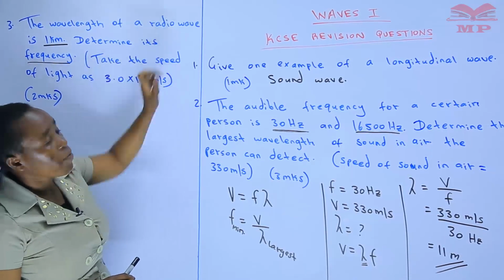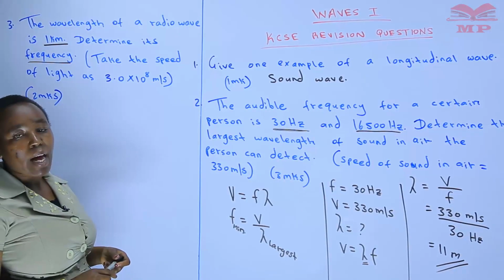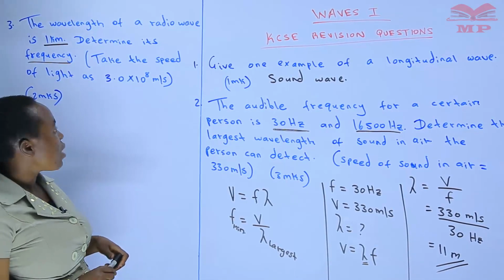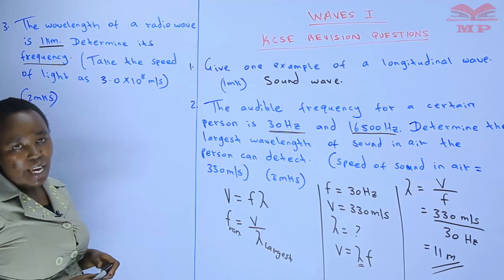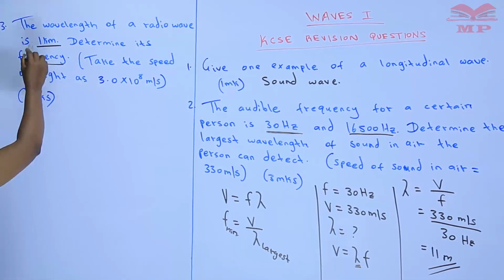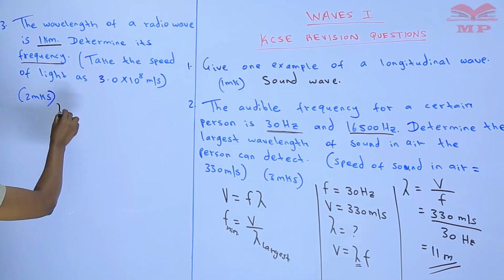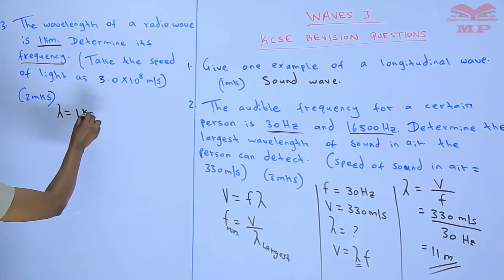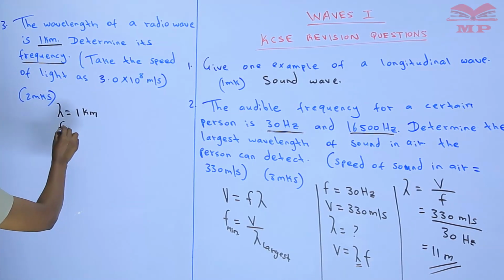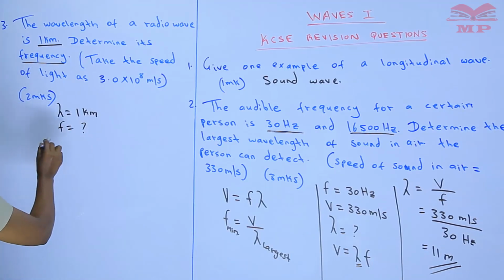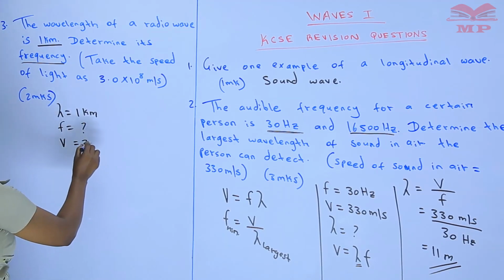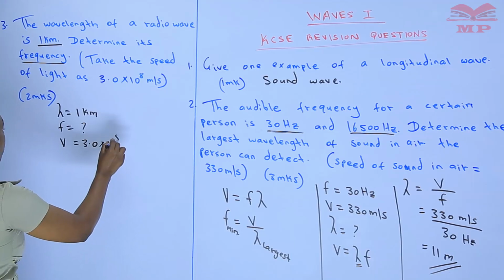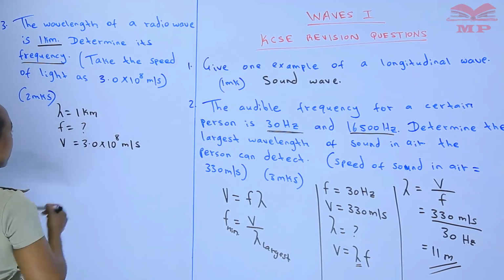A radio wave is an example of an electromagnetic wave, and therefore it is also going to travel at the speed of light. So in this question, the wavelength is given as 1 kilometer. We are told to determine its frequency, and we have been given the speed of light, which is the same as the speed of the radio wave, as 3.0 times 10 power 8 meters per second.